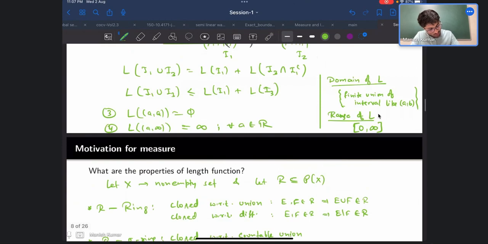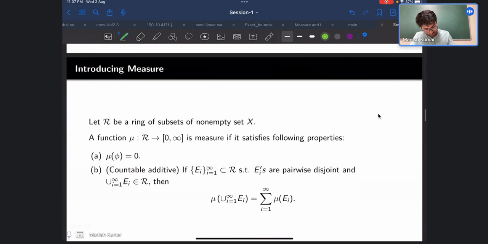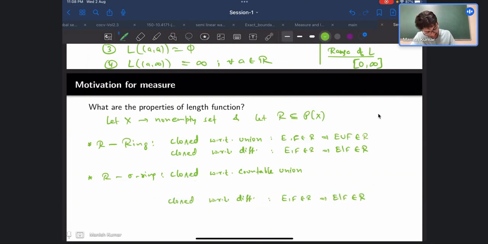You can show that this will form a ring. So the domain of the length function is a ring, and the range is of this sort. This is a way to motivate how we should define the measure: if you take any ring, one more thing I said here is that it is closed with respect to countable union, but that union should also be in the ring. Let me write it more precisely here. What I mean by this is that, okay, that is always there, fine.